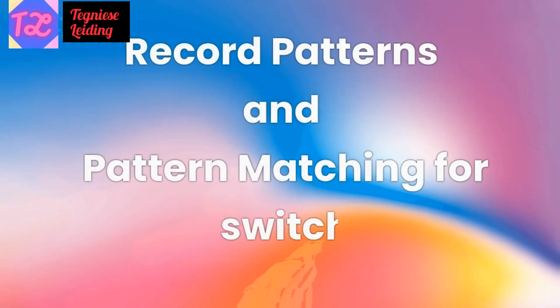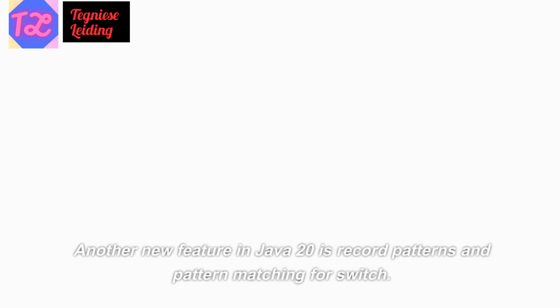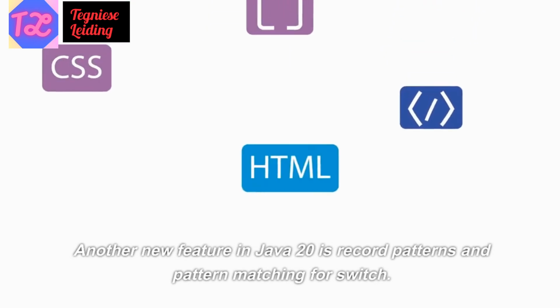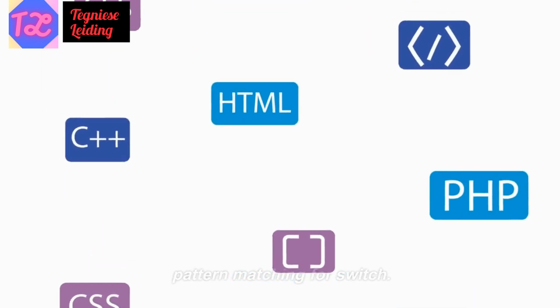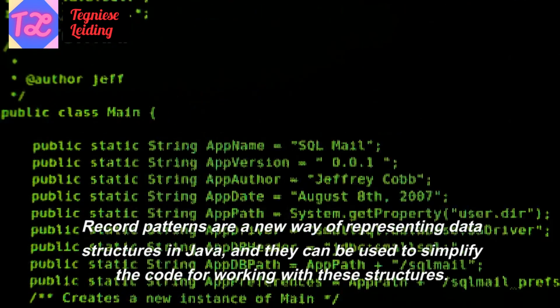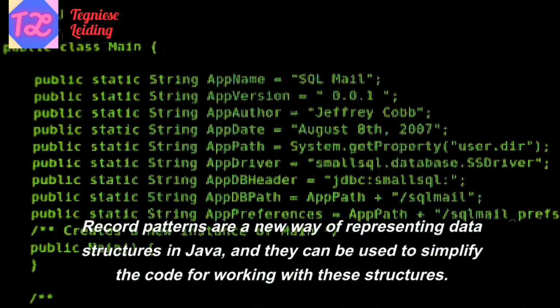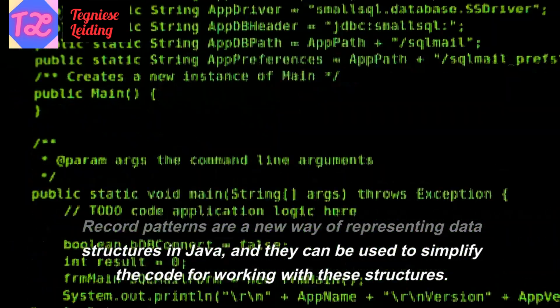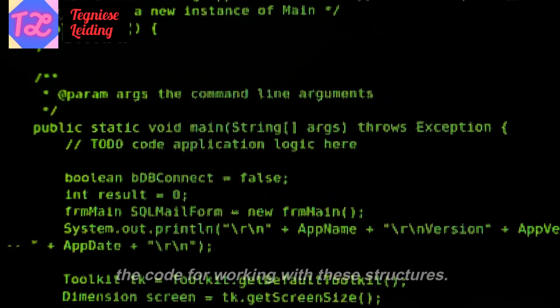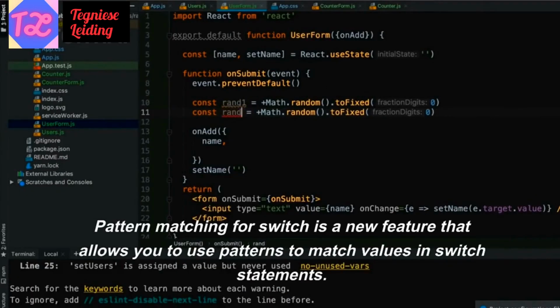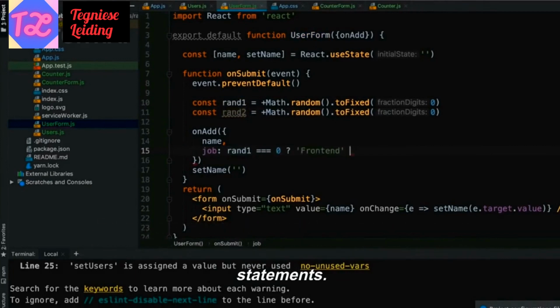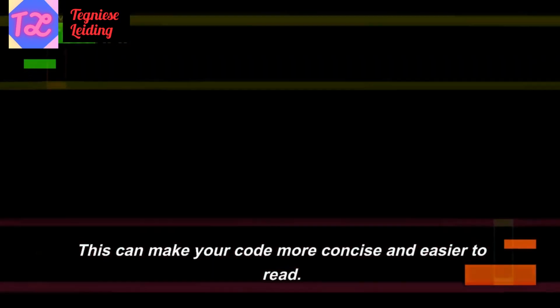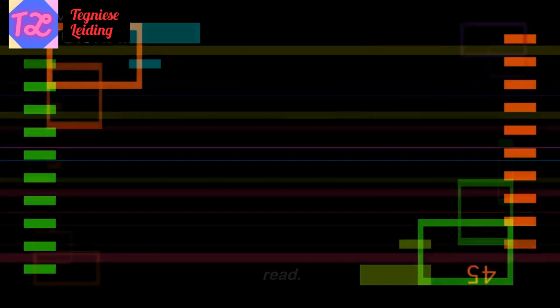Record patterns and pattern matching for switch. Another new feature in Java 20 is record patterns and pattern matching for switch. Record patterns are a new way of representing data structures in Java, and they can be used to simplify the code for working with these structures. Pattern matching for switch is a new feature that allows you to use patterns to match values in switch statements. This can make your code more concise and easier to read.